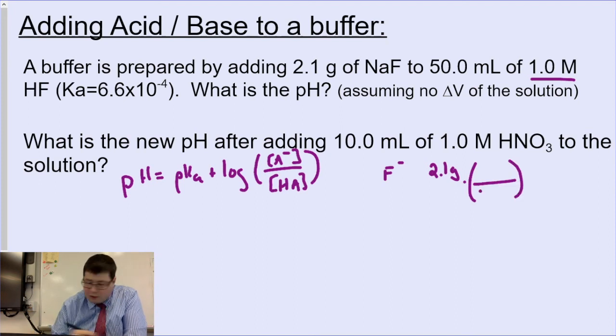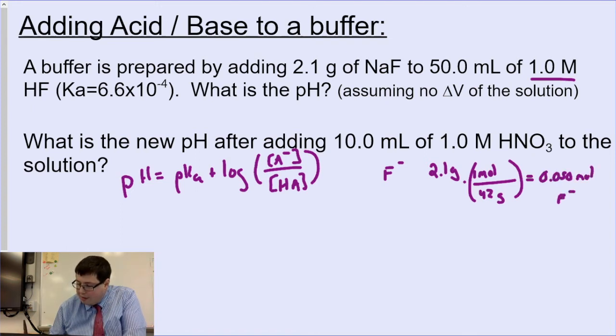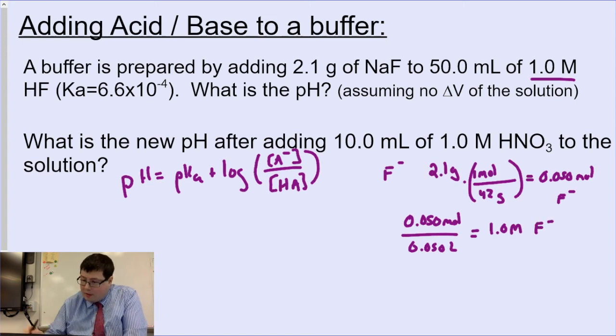And so when I do that, it looks like I get 42 grams per mole for my hydrogen fluoride. And then finally, that's going to give me 0.050 moles of F minus. I'm placing that in 50 mils, so 0.050 moles in 0.050 liters. That's going to give me a nice round concentration of 1 molar. And so you notice the concentration of my acid and my base here are the same. They do not have to be. Buffers can be made with different concentrations of base and acid, but here they happen to be the same.